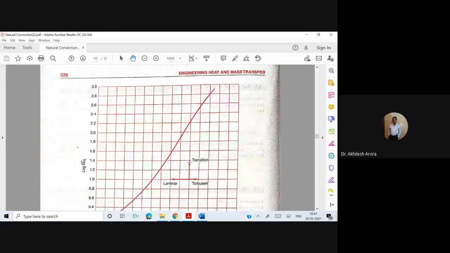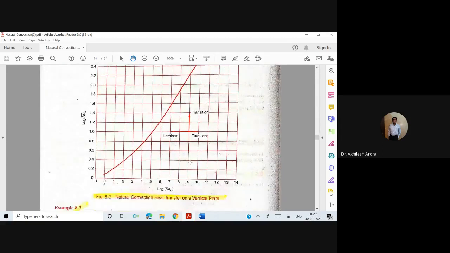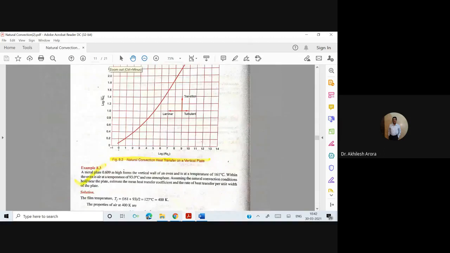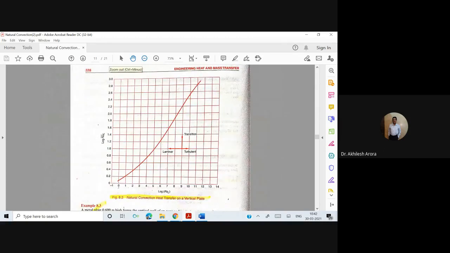Now let us proceed to this graph, which is between the Rayleigh number and the log of the Nusselt number. It shows the value of the Rayleigh number here, and the log of the Nusselt number. So you can easily find out for a vertical flat plate what is the value of the Nusselt number, and from the Nusselt number you can calculate the heat transfer coefficient for a vertical flat plate, whether it is laminar flow, turbulent flow, or the transition.